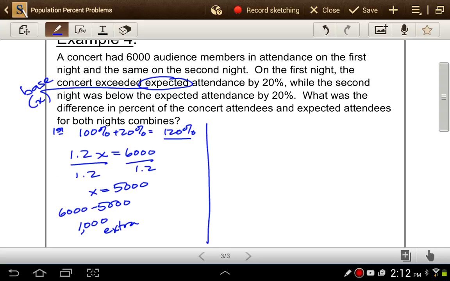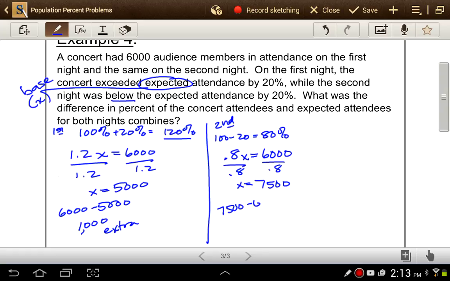Now on our second night, okay, we had 20% below the expected. So that's going to be 100 minus 20, which is 80%. So I'm going to do 0.8x equals 6,000. Divide both sides by 0.8, and we were hoping for 7,500 people. Okay, so that means that we were 7,500 minus 6,000, 1,500 people below what we wanted. So right away we know that we did not meet our attendance goal. Okay, the first night we were up 1,000, but the second night we were down 1,500, so we know that we did not meet our goal.